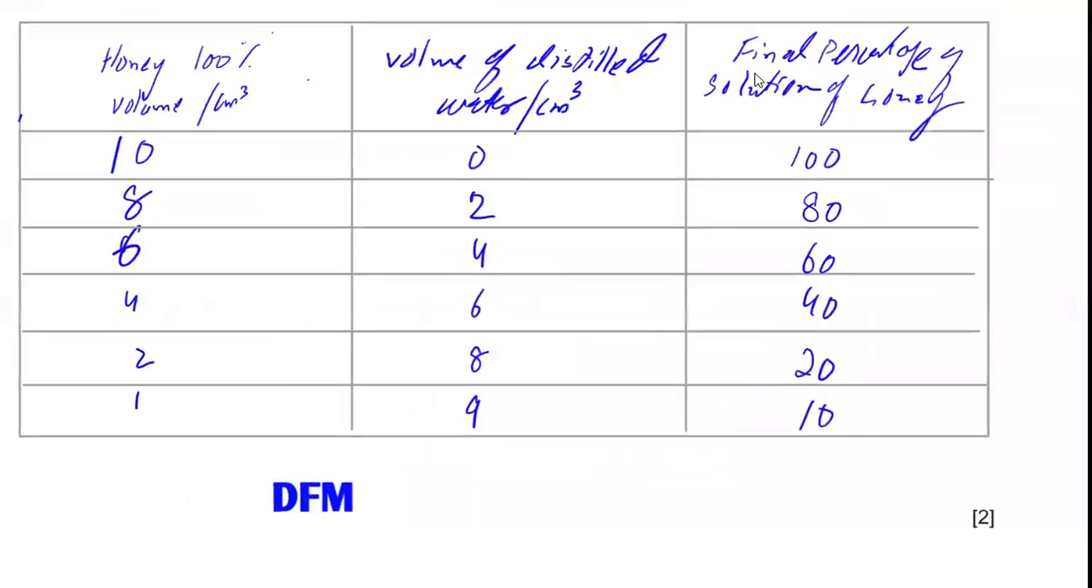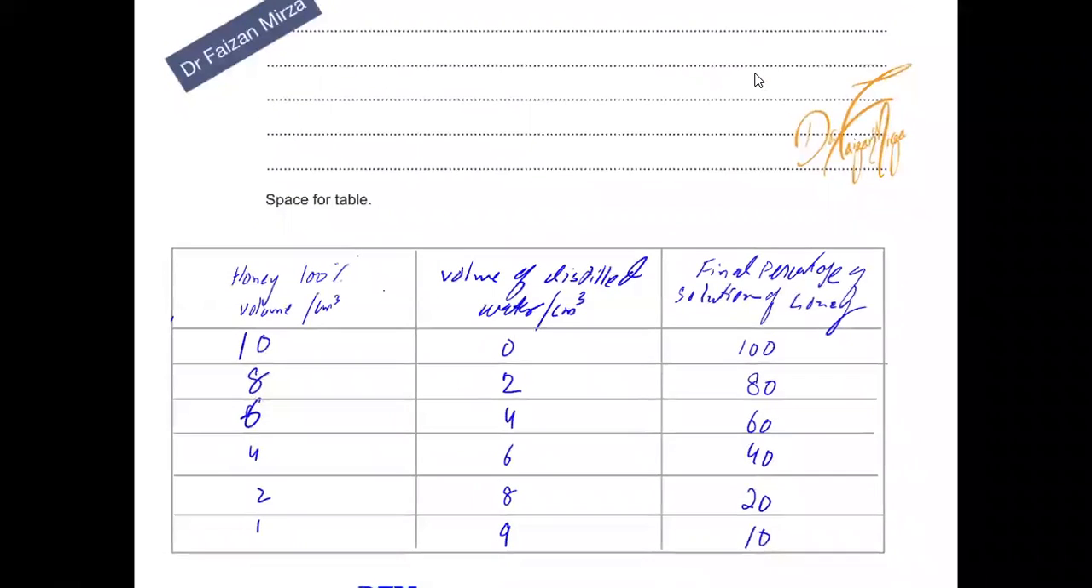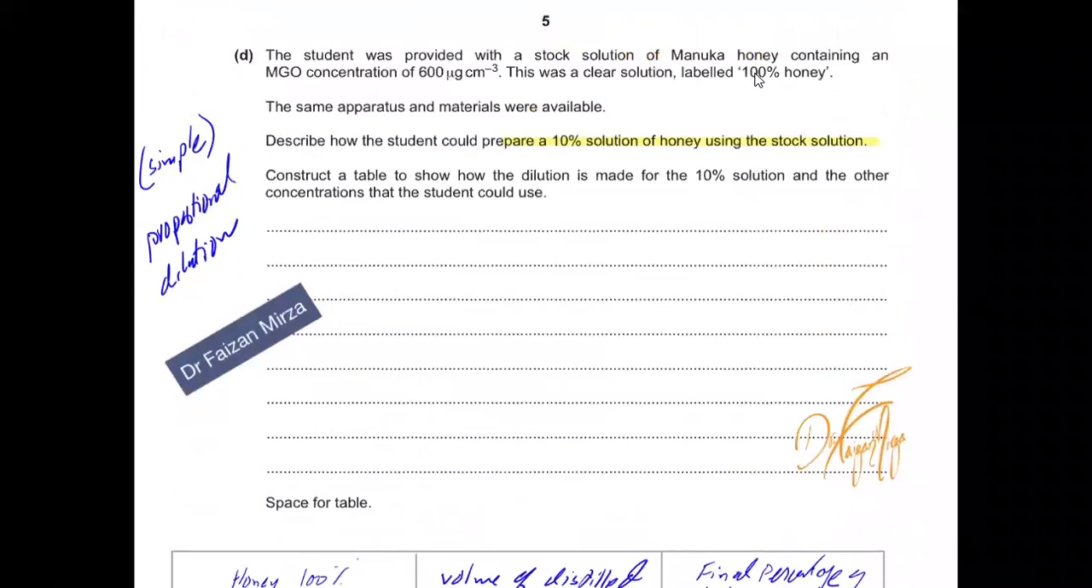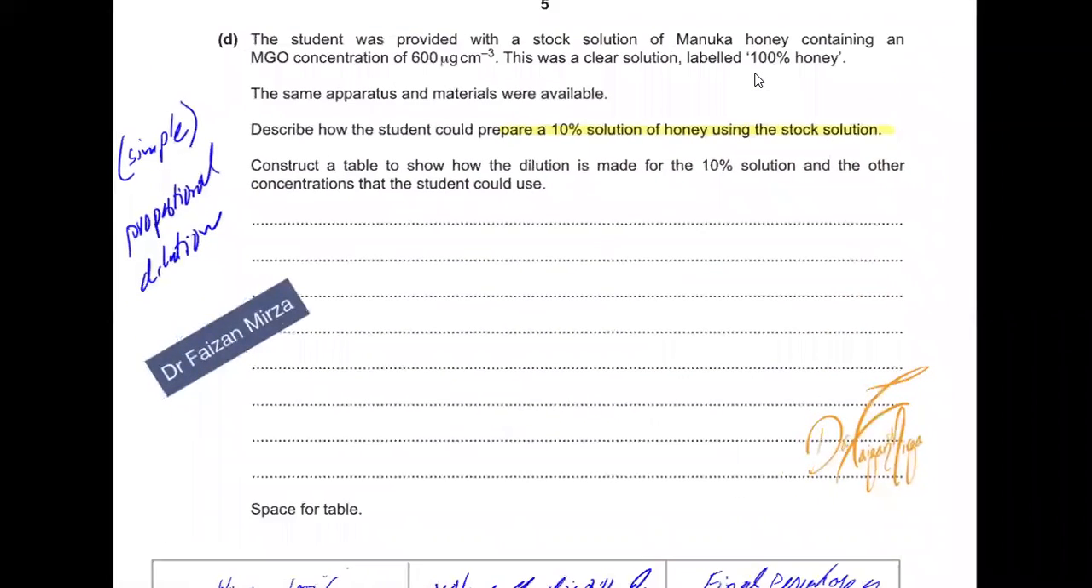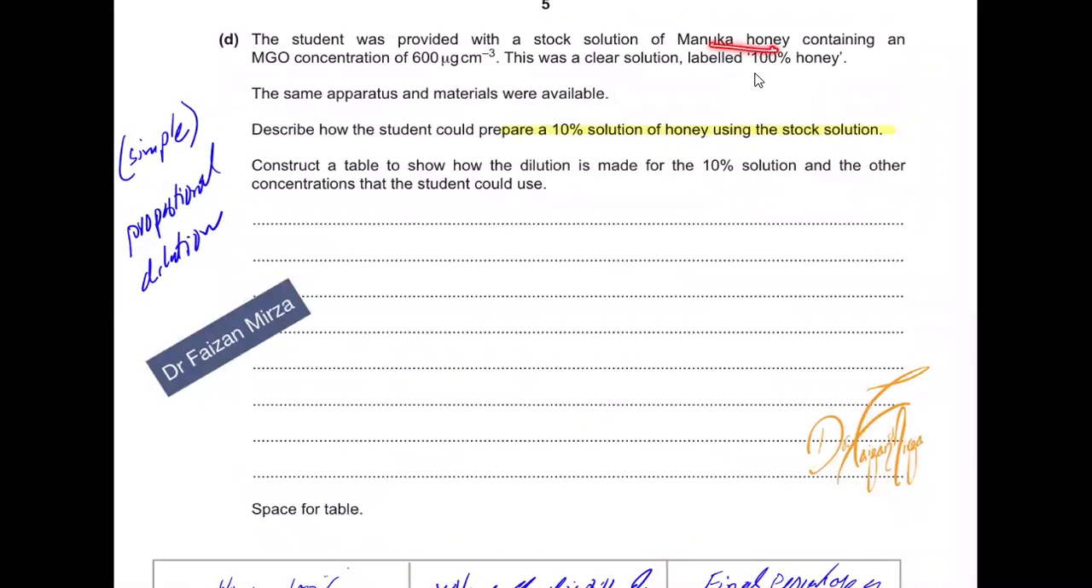Now, in paper 5, this question came in October/November 22, variant 53 of 51. I'm just taking the example of the dilution, how dilutions are prepared here, not doing the whole question video. So the student was provided with a stock solution of this particular honey containing a concentration of 600 micrograms per cm cube. This was a clear solution labeled 100% honey. So this concentration is being represented as 100%.